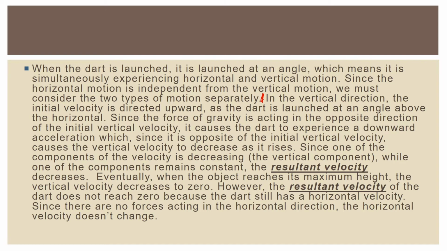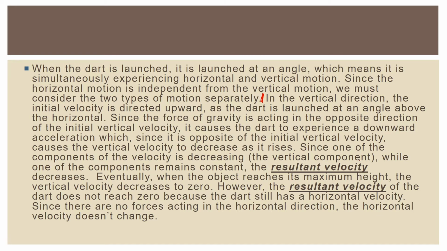Moving on, I said in the vertical direction, the initial velocity is directed upward as the dart is launched at an angle above the horizontal. Since the force of gravity is acting in the opposite direction of the initial vertical velocity, it causes the dart to experience a downward acceleration, which, since it is opposite of the initial vertical velocity, causes the vertical velocity to decrease as it rises, right?